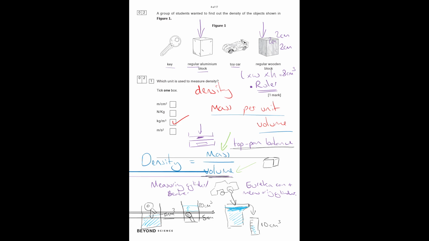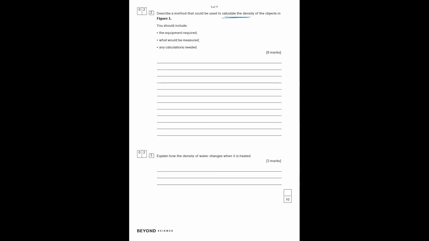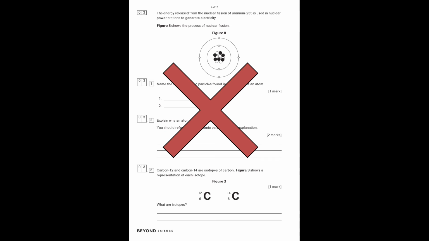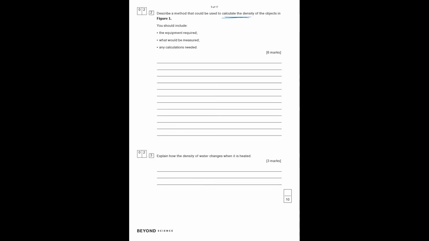Your wooden block floats, therefore you wouldn't be able to measure its volume by dropping it into water. Right, moving on. So I'm going to quickly go through this 6-marker and write an answer to it myself. Describe a method that could be used to calculate the density of the objects in figure 1. You should include the equipment, what would be measured, and any calculations needed.